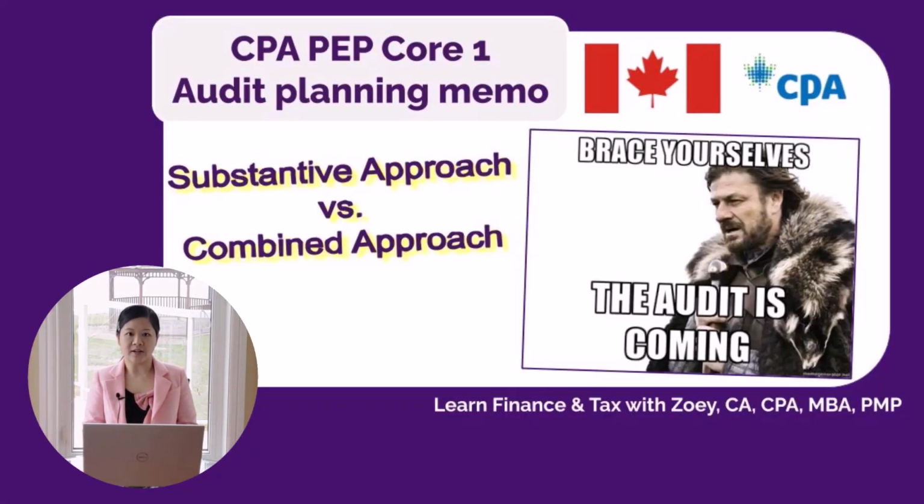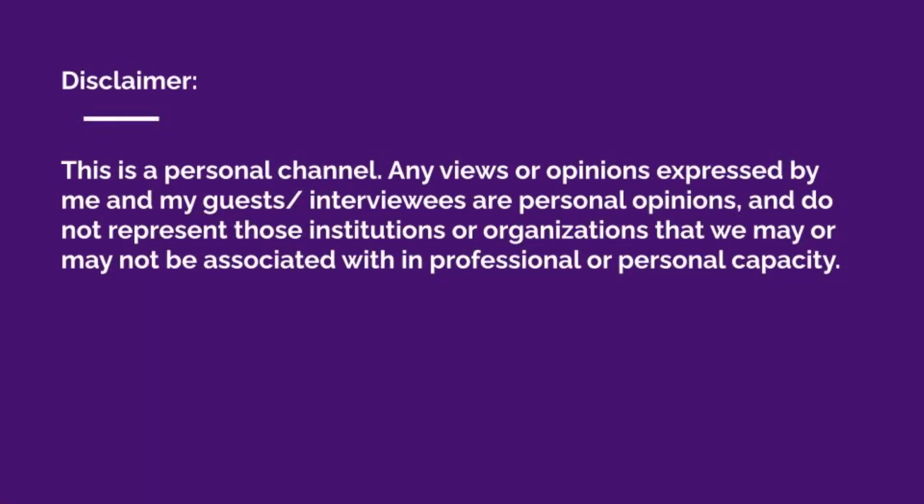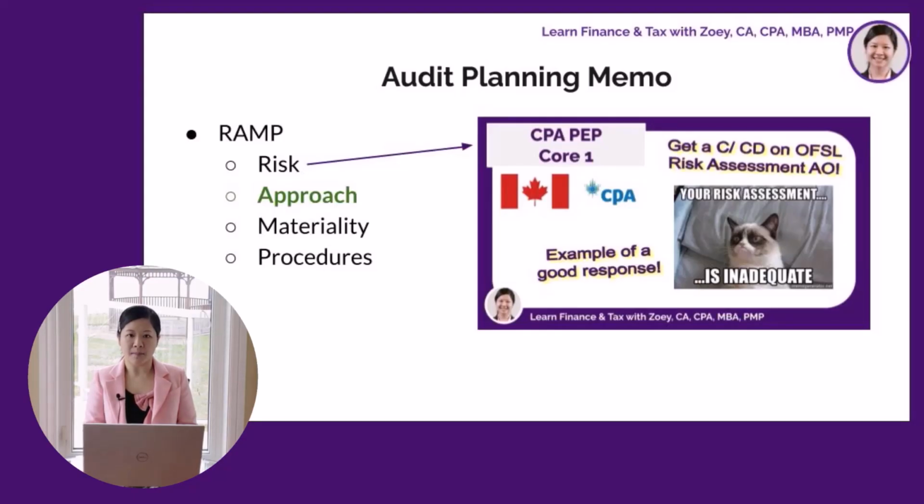In this video, I'm going to share some tips on how to determine the overall audit approach. The audit planning memo has 4 components: risk, approach, materiality, and procedures. We talk about the overall financial statement level risk in another video. If you're interested, you can find the link in the description.